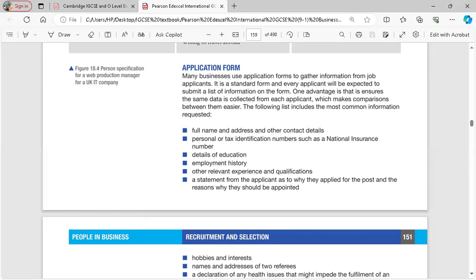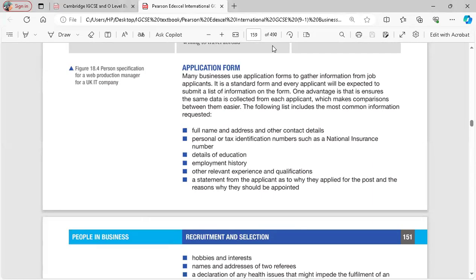The Human Resources Department will be able to compare the information of applicants to see which one suits their request. Do you understand? Yes. So what are those things that are common, what are those pieces of information requested? What are the kind of information or the items in the application form?